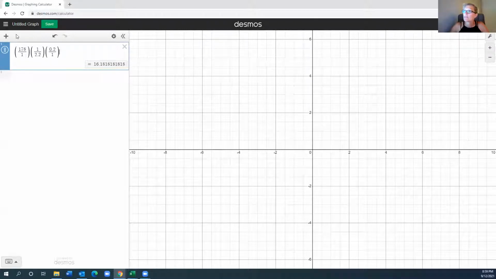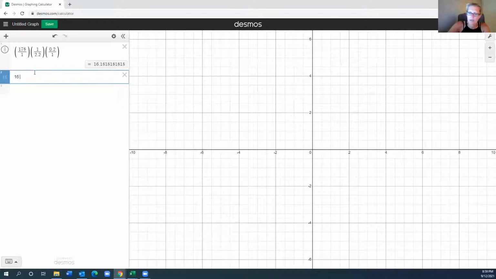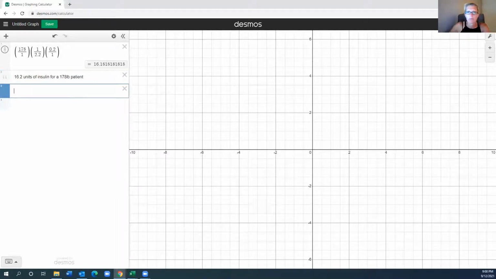Cool thing is in Desmos, you can also click this plus button and just write expression, or actually note, and then you can type whatever you want. So you could say 16.2 kilograms of units, actually, right? That's units, 16.2 units of insulin for a 178-pound patient. Okay.